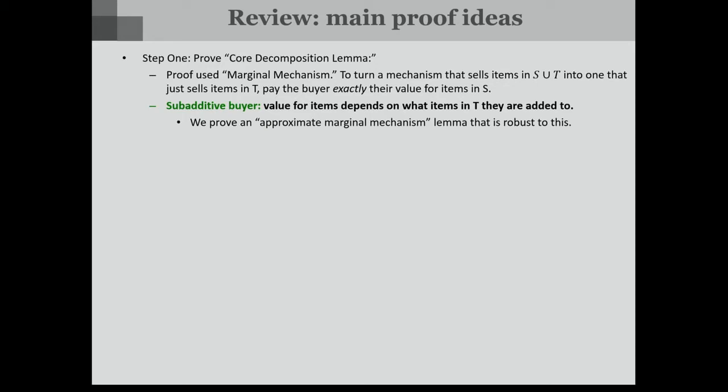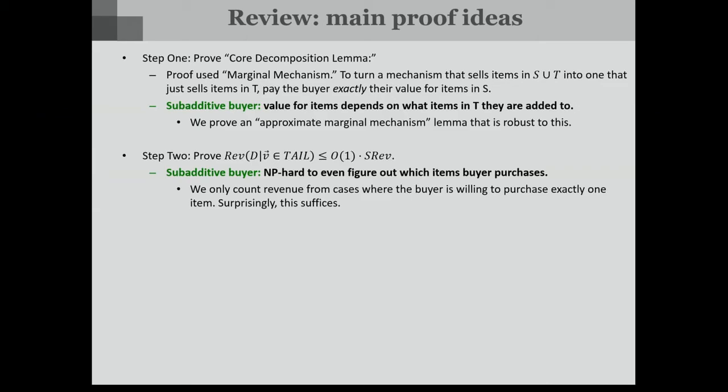Now the catch is that if the buyer is subadditive, then it doesn't make sense to just say, oh, I know your value for the items in S, because it depends on exactly what set of items in T they got. So you can't go through this argument directly, but what we are able to do is prove something we call an approximate marginal mechanism lemma: basically, the marginal mechanism lemma holds approximately for subadditive buyers. Again, I know that's not a lot of detail, but at a high level, that's one of the techniques that goes on here.